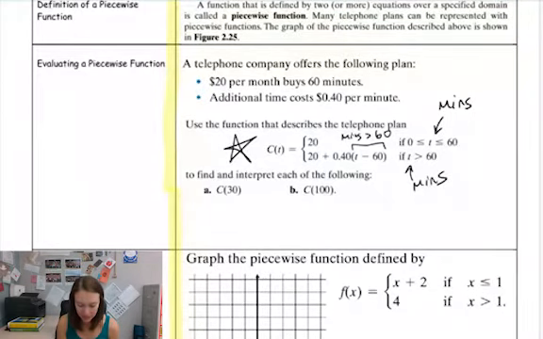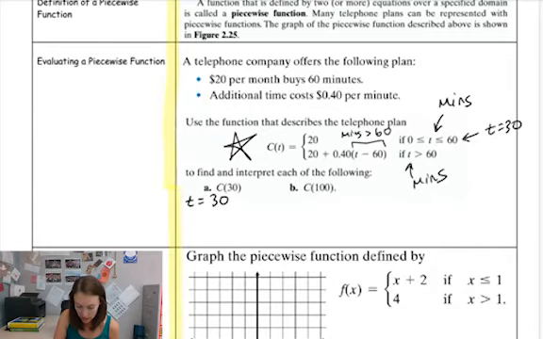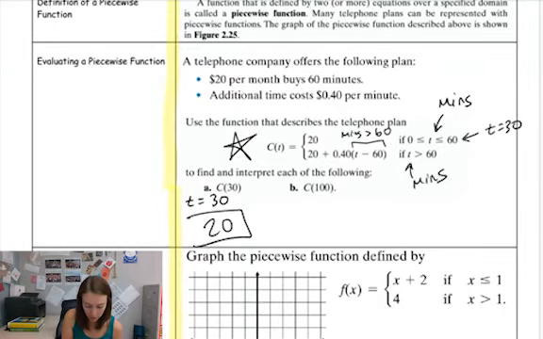So if I want to find c of 30, that means I'm talking for 30 minutes. How much is that going to cost me? Well, t equals 30 is in that first domain. So I'm going to have just $20. I'm not going to plug it into the second one because the second equation only counts for minutes that are more than 60.